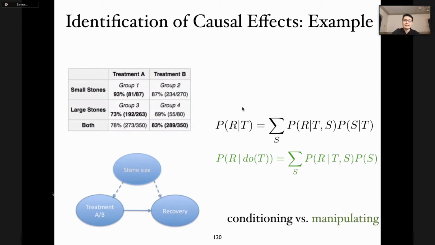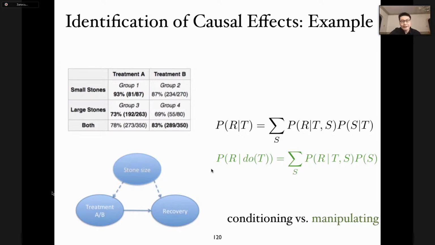Basically, you make use of this equation, right? Right here, you have the distribution. You have to marginalize out S, stone size, and you have to make use of the conditional distribution of stone size given treatment right here. This is just an application of the chain rule and the sum rule.